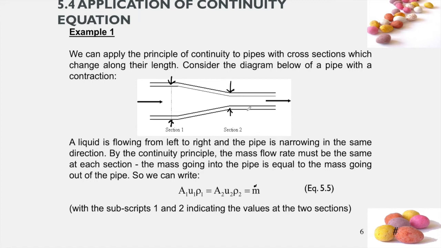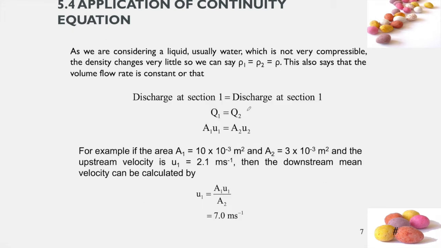Therefore, we can cancel out the density term because density is constant. So rho 1 is equivalent to rho 2. Then we can cancel out. Therefore, discharge at section 1 equals discharge at section 2. Q1 equal to Q2. Then from the discharge equation, we know that A1 U1 equal to A2 U2. So for example, from this equation, if the area A1 is 10 times 10 to the power of minus 3 meters square and A2 is 3 times 10 to the power of minus 3 meters square, and the upstream velocity.